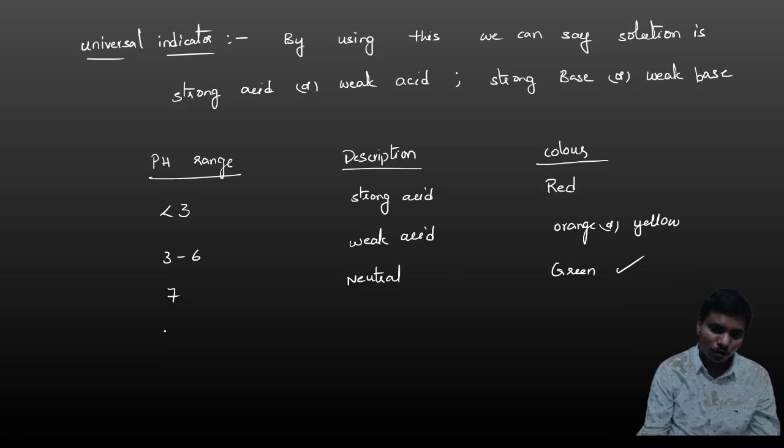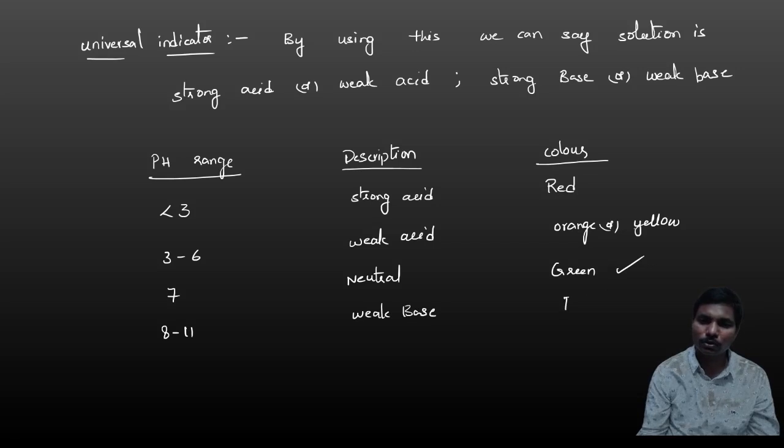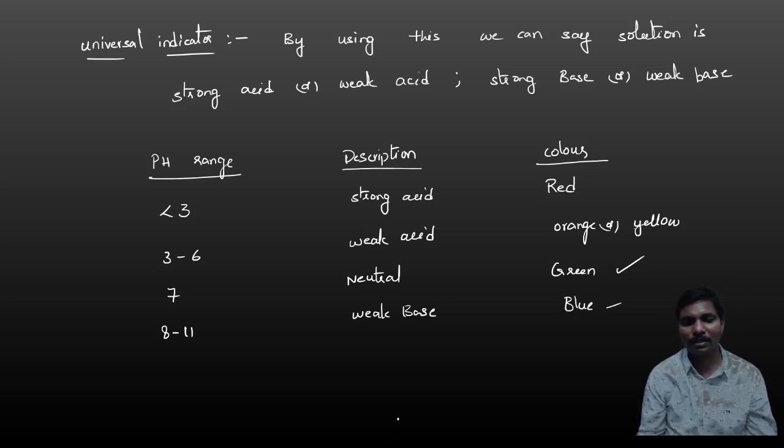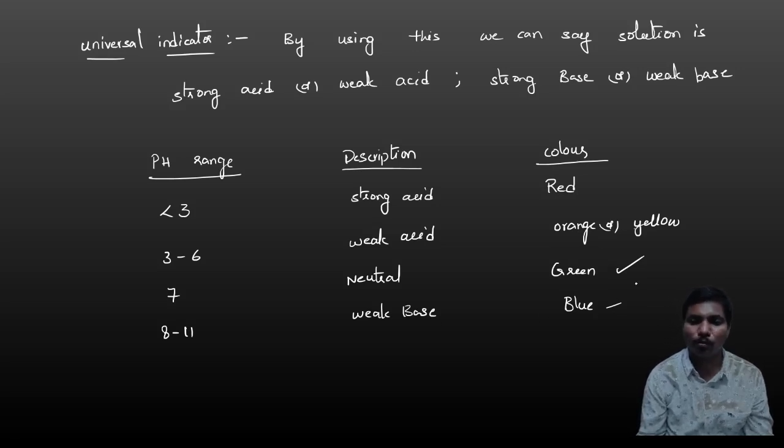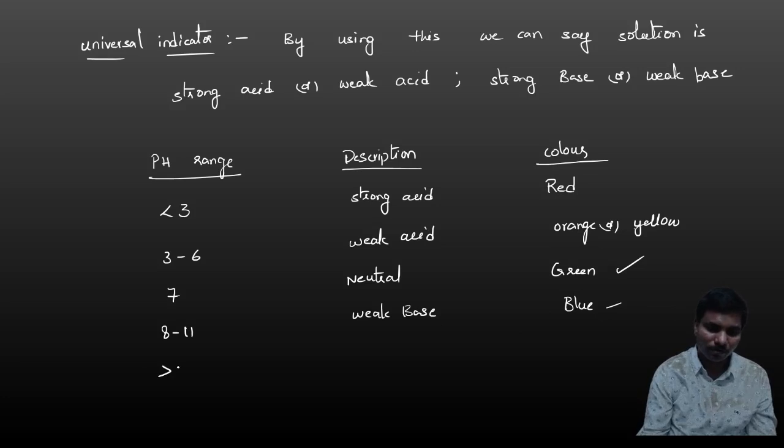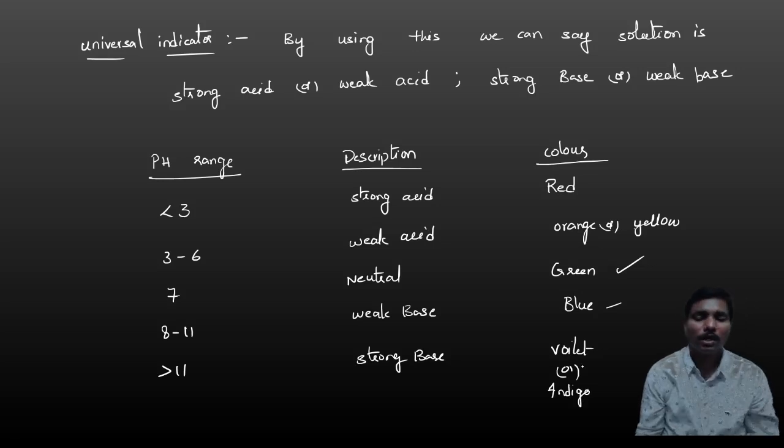Now coming to more than 7, 8 to 11, it is a weak base. A weak base will give a blue color. That means it is like alkaline water. Alkaline water means some basic water, basic in nature, a weak base, so you get blue color. More than 11 is a very strong base. A strong base gives violet or indigo, very dark blue or violet color.